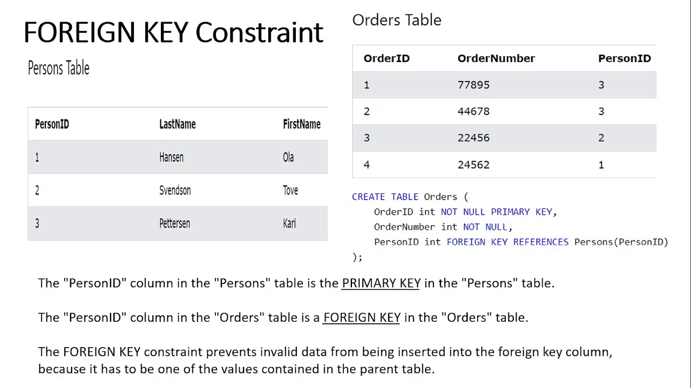Now person ID column in the persons table is a primary key in the persons table, but the person ID column in the orders table is a foreign key in the orders table. The foreign key constraint prevents invalid data from being inserted into the foreign key column because it has to be one of the values contained in the parent table.